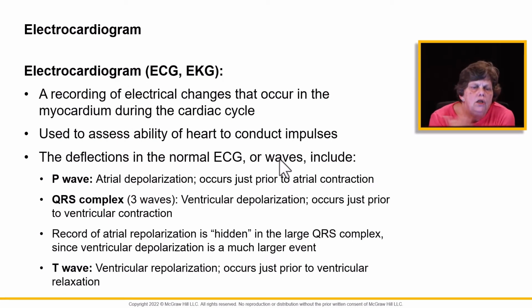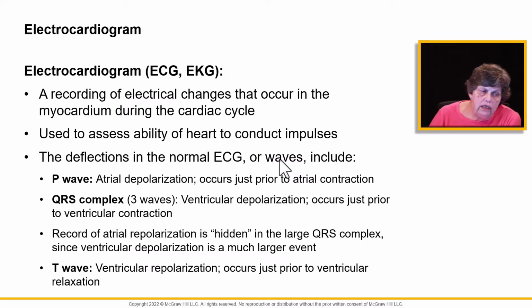Okay? So the first wave is the P wave, and that represents the atrium depolarizing. And we all know this because we took this in AP1. If you've forgotten what depolarization and repolarization are, you need to go back and review this, okay? But the atria depolarize, okay? And again, this occurs right before the atria contract.